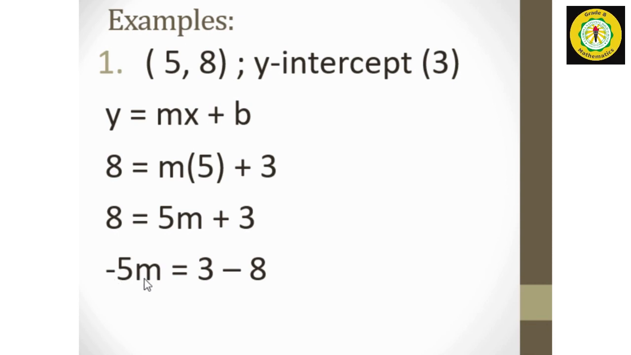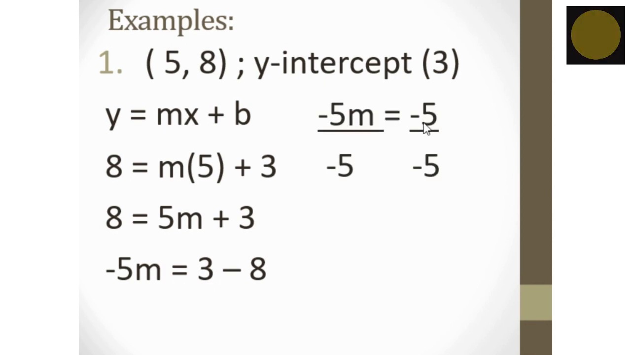So we have negative 5m equals 3 minus 8. So we have negative 5m equals negative 5. So we need to divide both sides by negative 5. So the answer is m equals 1, or the slope is 1.